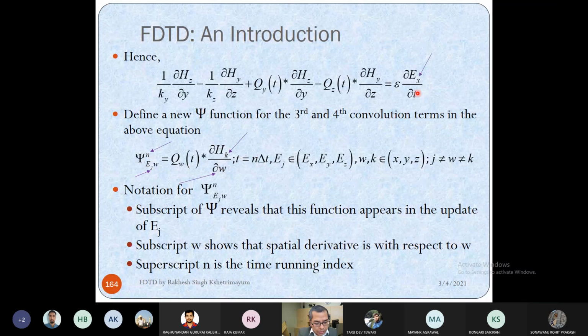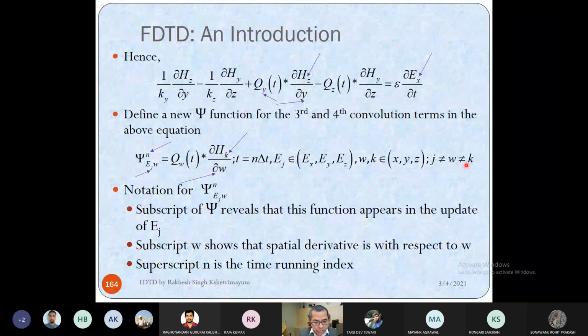So now looking at this term here, Ex is what we are calculating. So the variable J is X now, because Ex is what we are calculating from this equation. Then partial derivative is with respect to Y. So the variable W is Y now. Even Q will also have component Y here. So W is Y in this case, J is X in this case, and what is K here? K here is Z. So you can see that J is not equal to W and not equal to K.